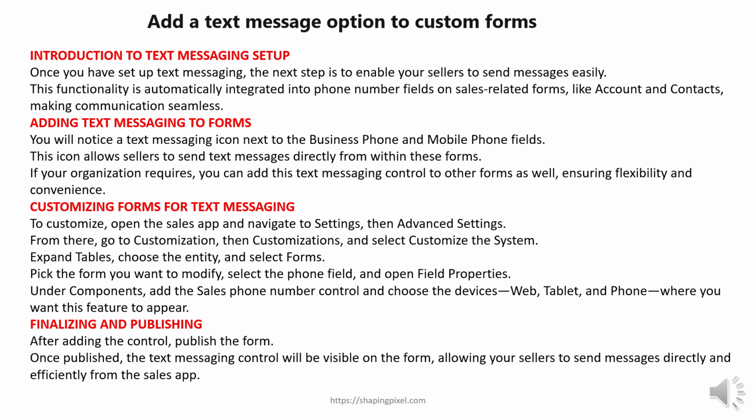Customizing forms for text messaging. To customize, open the Sales app and navigate to Settings, then Advanced Settings. From there, go to Customization, then Customizations, and select Customize the System. Expand Tables, choose the entity, and select Forms. Pick the form you want to modify, select the phone field, and open Field Properties. Under Components, add the Sales phone number control and choose the devices, web, tablet, and phone, where you want this feature to appear.